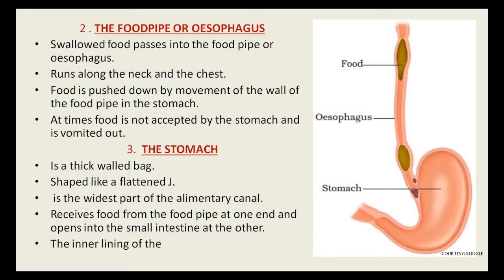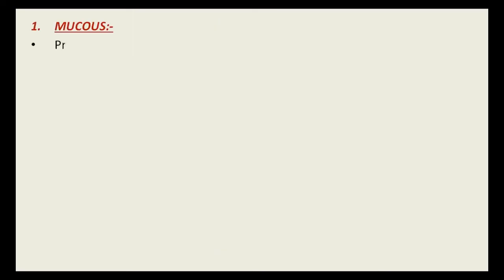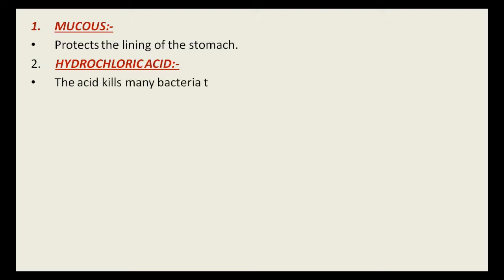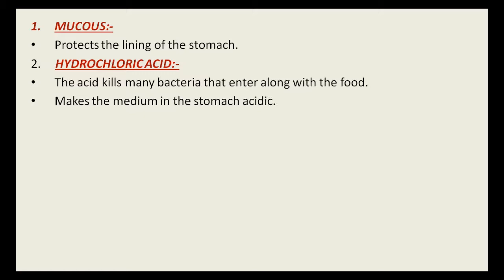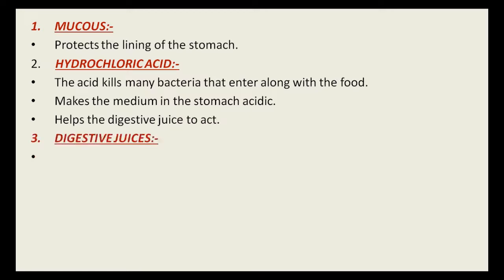The inner lining of the stomach secretes mucus, which protects the lining of the stomach. The second one is the hydrochloric acid. Hydrochloric acid kills bacteria that enter along with the food into the stomach. Hydrochloric acid makes the medium in the stomach acidic, which helps the digestive juice to act. Digestive juices break down the proteins into simpler substances.